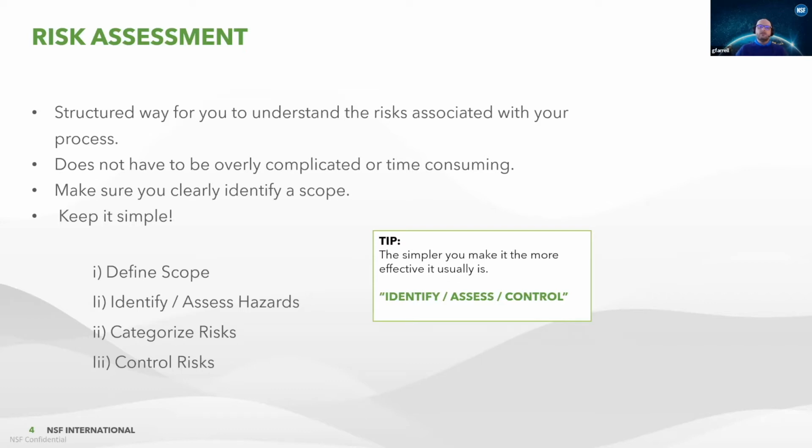We need to identify what that scope is. We're going to keep it simple. We're going to define the scope, identify, assess the hazards. We're going to categorize the risks, and then we're going to control these risks. So the simpler you make it, the more effective it usually is. Identify, assess, and control.